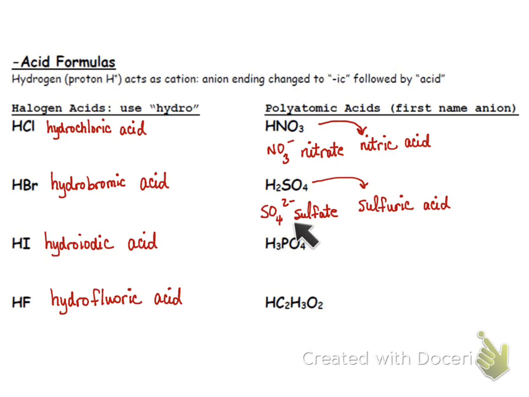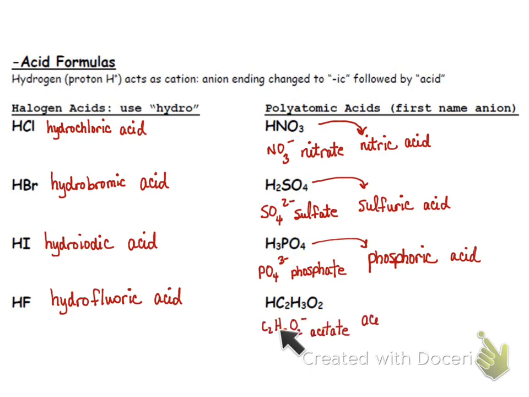SO4 is the sulfate group, and it's going to need 2 protons because it's a -2, and the acid that it makes is sulfuric acid. They throw the R in there probably because it's easier to say. Similarly, PO4 is the phosphate ion, and it makes phosphoric acid. And lastly, C2H3O2 with a -1 is the acetate, and it makes acetic acid. So those are the acids.